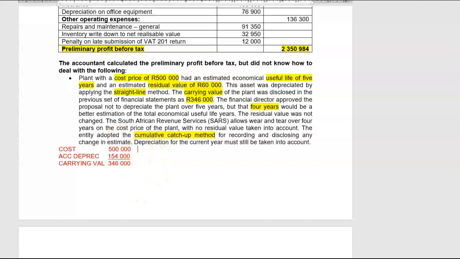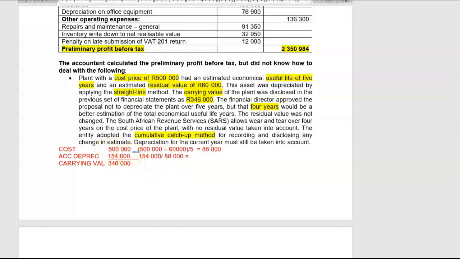But let's just check here. What was our previous depreciation write-off per year? It's 500,000 less the estimated residual value of 60,000 divided by 5 years. And that gave us a depreciation expense of 88,000 Rand per year. So if we want to see how much of the lifetime of the asset is actually now gone up to the beginning of the current financial year, then I would say 154,000, the accumulated depreciation, divided by 88,000 Rand.